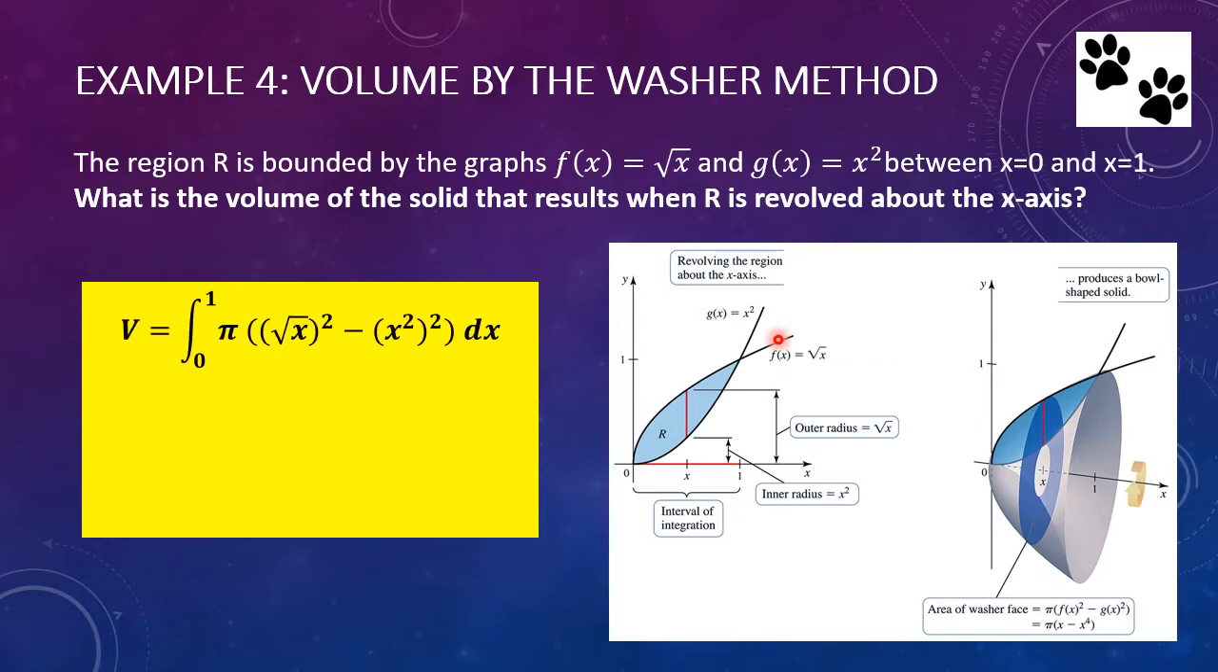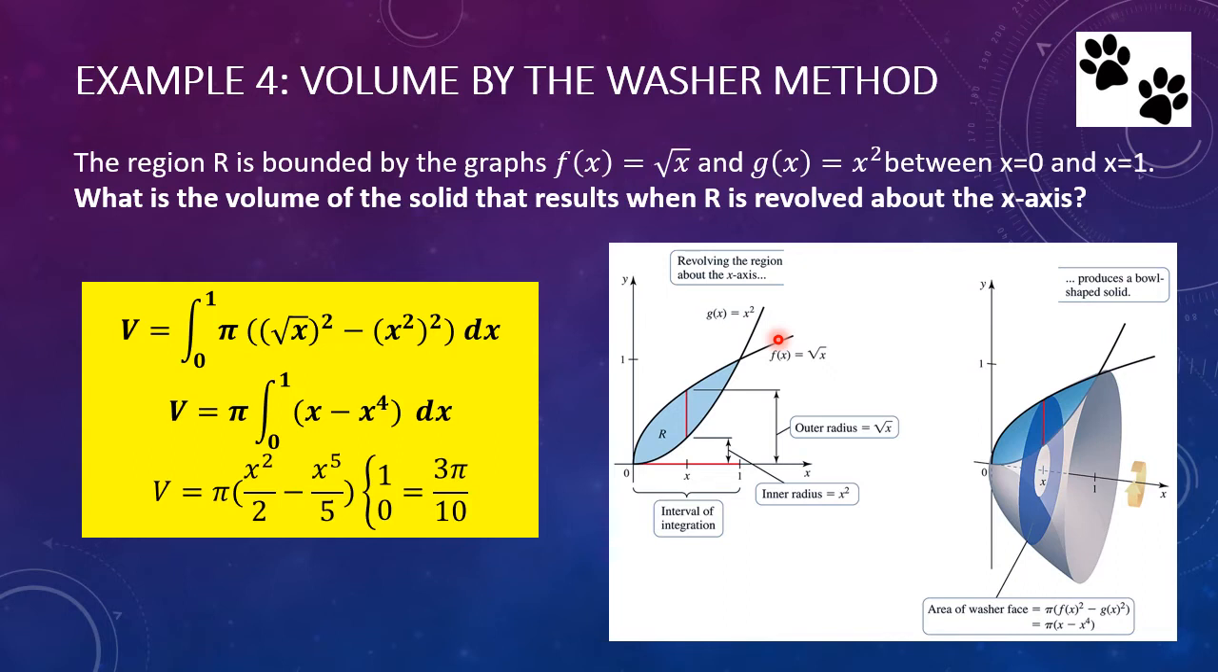So we have the volume equals the integral from 0 to 1, which is our interval given in the problem, of pi times the outer radius squared, which is f of x, the square root of x, squared, minus the inner radius, which is g of x, or x squared, squared. If we simplify this, we pull the pi out because it's a constant, the integral from 0 to 1 of x minus x to the 4th dx.